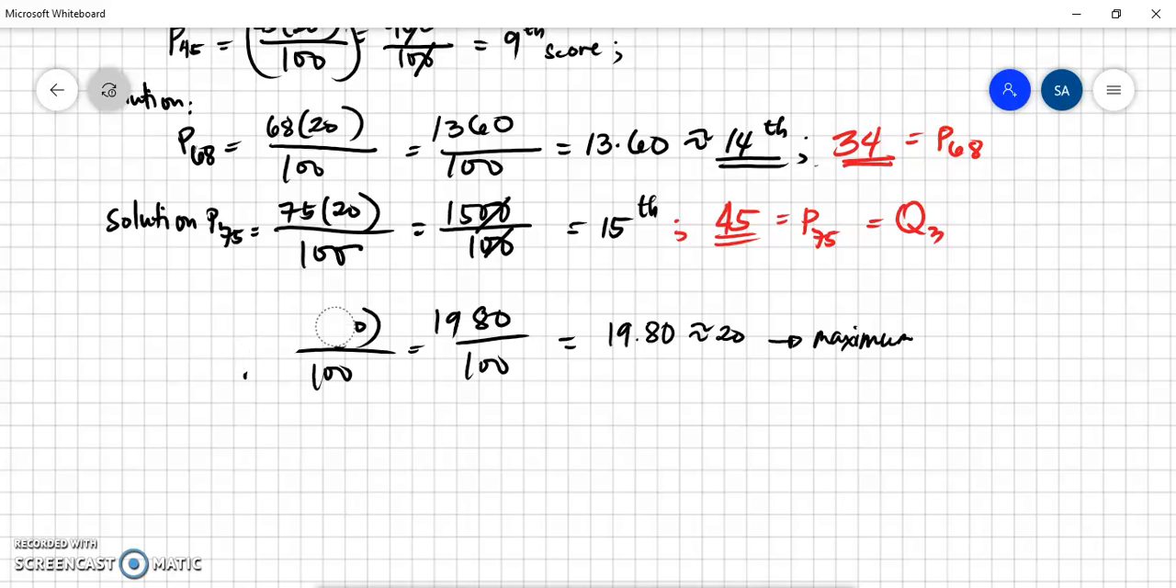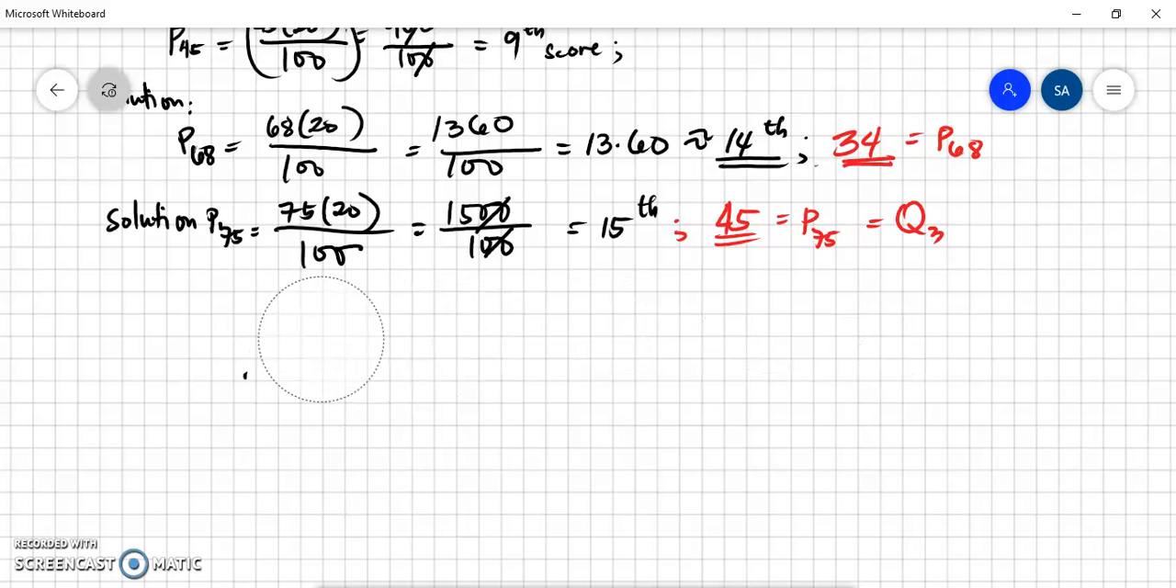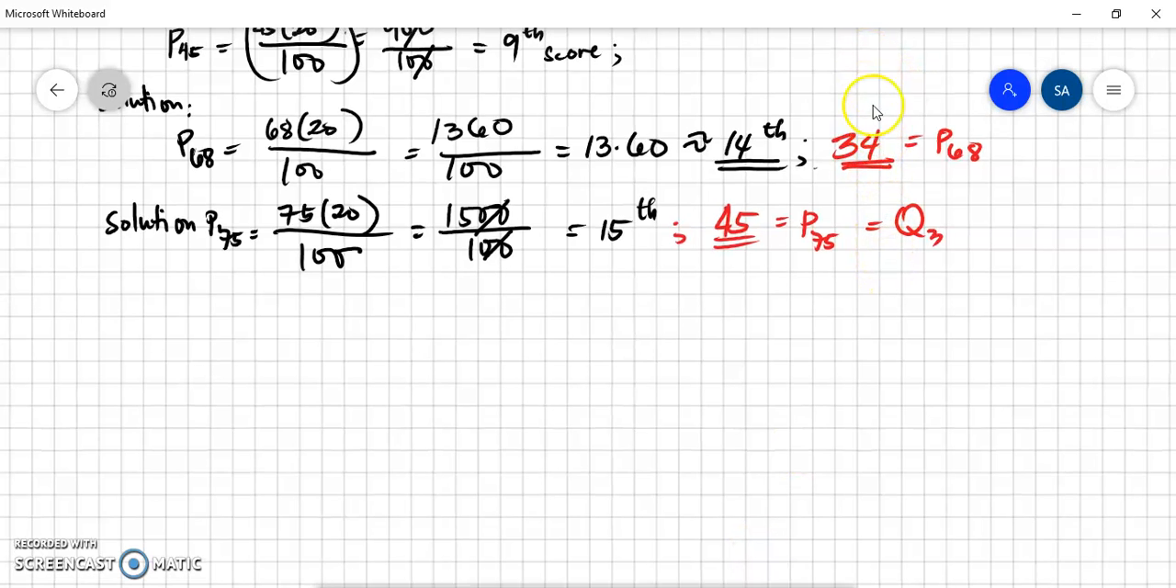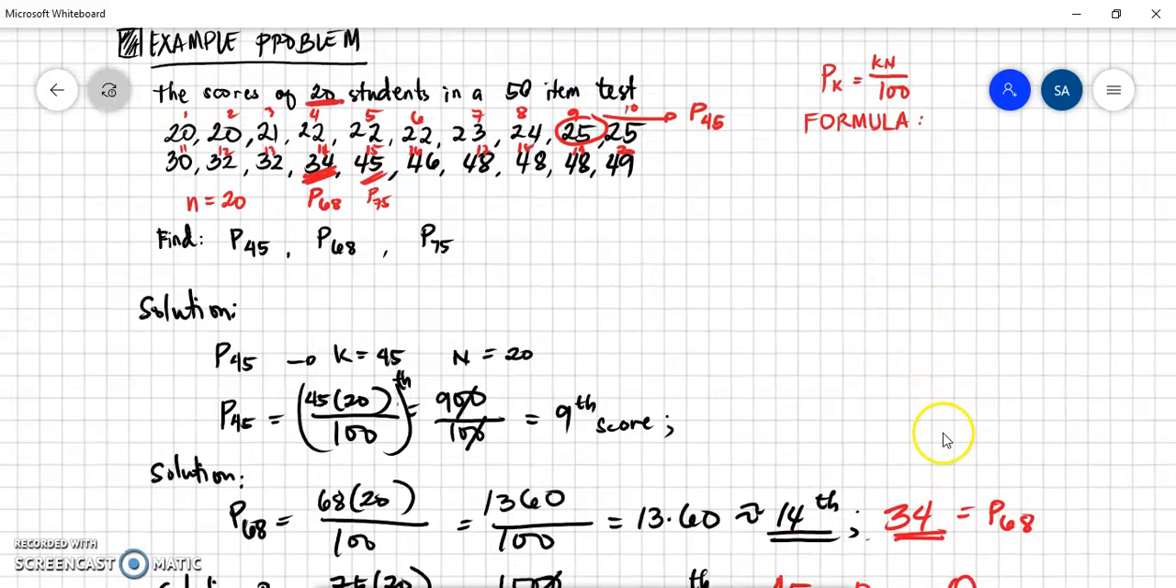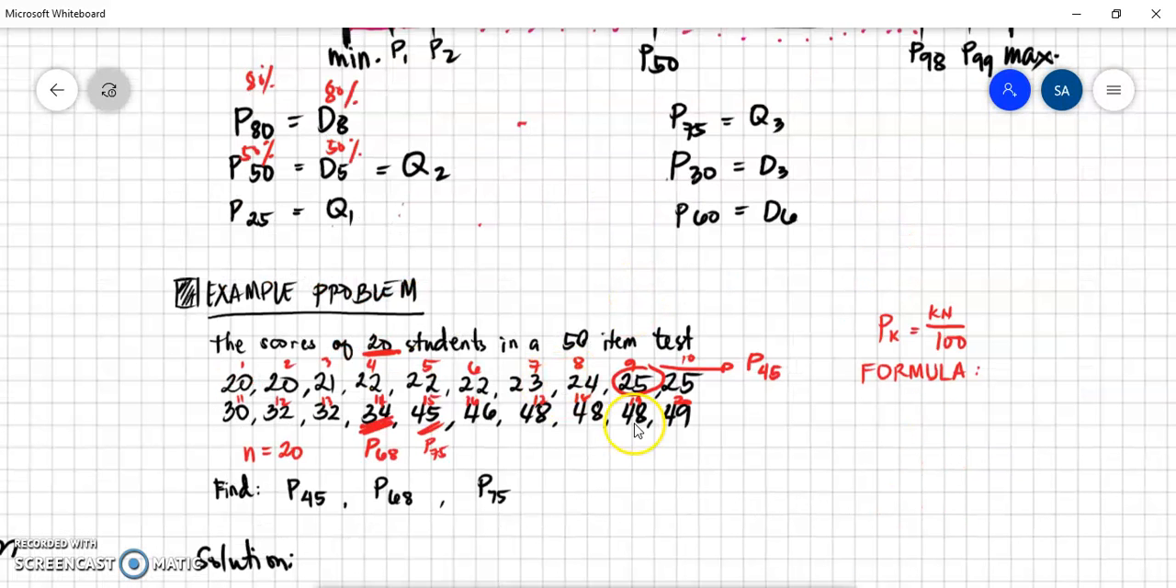Again, percentile divides the distribution into 100 equal parts, and it is given by the formula P sub k is equal to kn over 100. The step in finding percentile scores is that you have to arrange first the scores in an ascending order or from least to greatest before performing the operation or calculation.